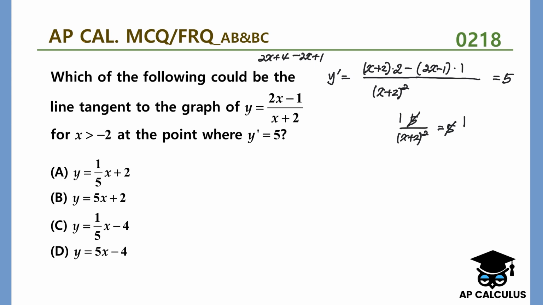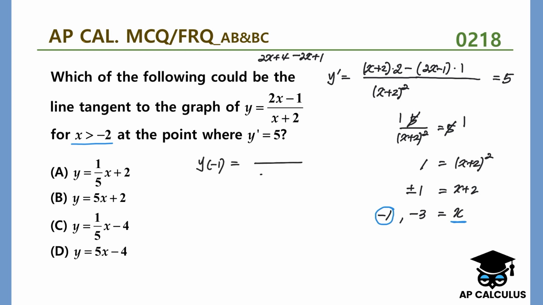So divide by 5 each side. So x plus 2 squared is equal to 1, right? So what's x plus 2? That's plus or minus 1, right? So x is either, if it's plus 1, then it's negative 1, or if it's minus 1, then x is minus 1 minus 2, which is minus 3. But here it says x is greater than negative 2, right? So x must be equal to negative 1. So far so good. So let's find the point. When x is equal to negative 1, what is y?